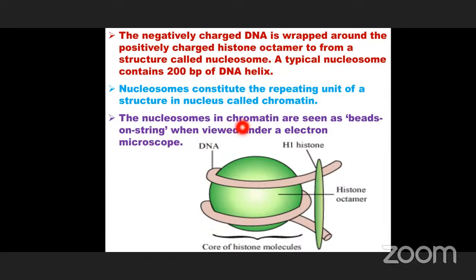Is it clear? Chromatin is of two types, euchromatin and heterochromatin. Euchromatin means it takes less amount of stain and it is loosely packed. And heterochromatin means it takes more stain, it appears in dark color and it is very tightly or densely packed. That region is called the heterochromatin region.